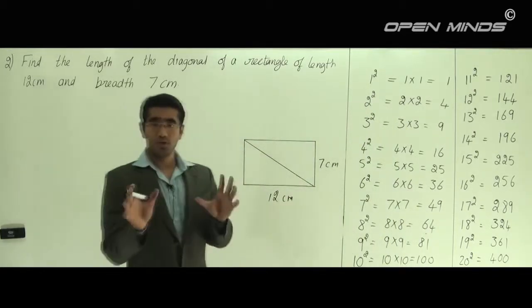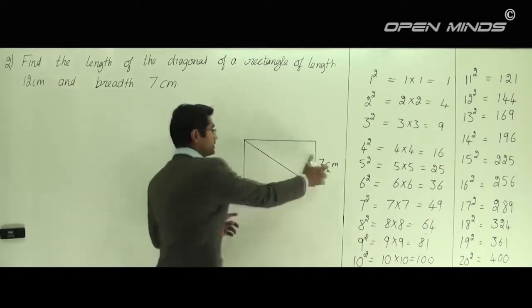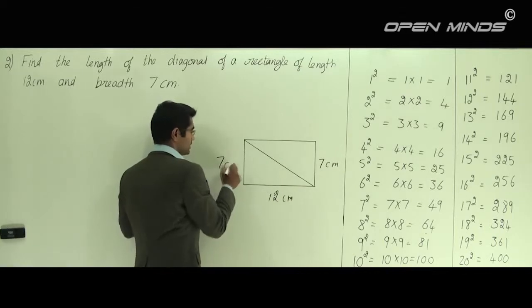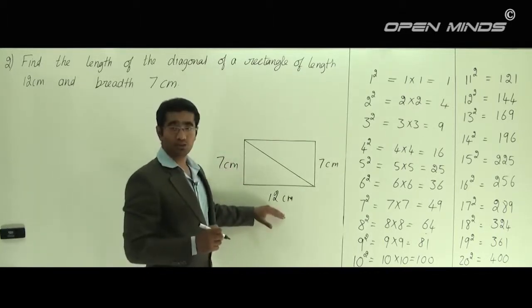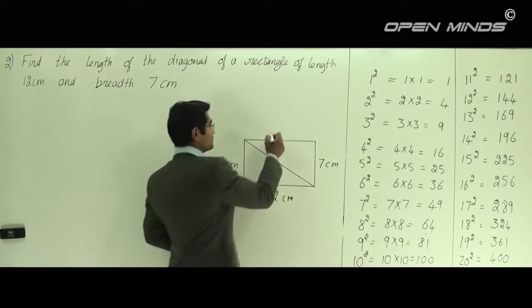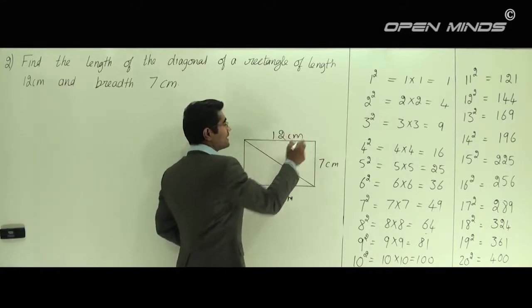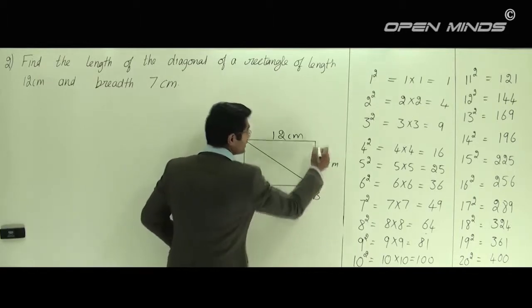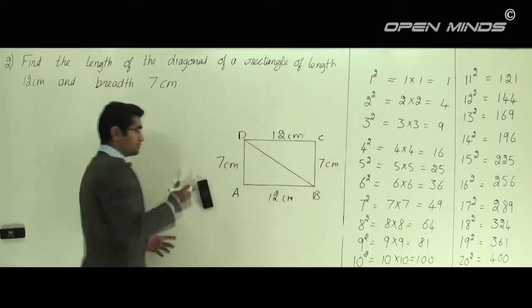We know from the properties of a rectangle that opposite sides are equal. It means if that is 7, even this is 7 centimeters. And if this is 12 centimeters, the opposite side is also 12 centimeters. Okay, now who is the diagonal? Let us name this whole thing. Let's start from here: that is A, B, C, D.